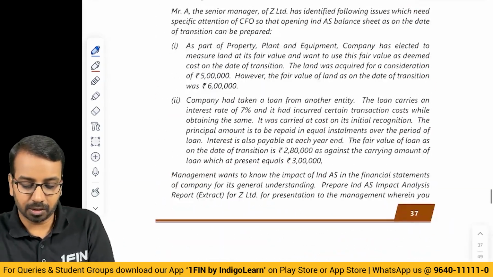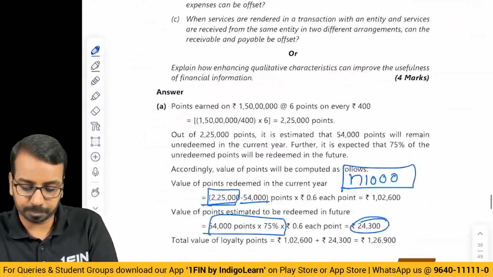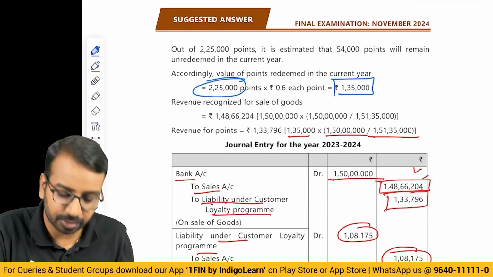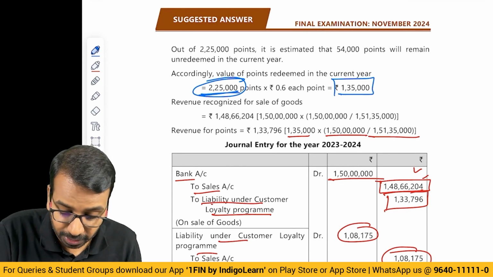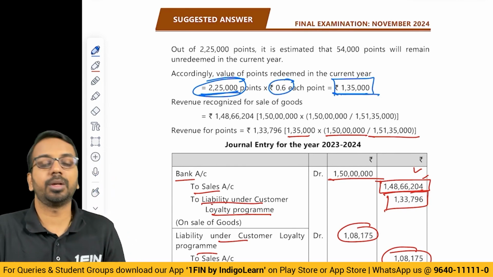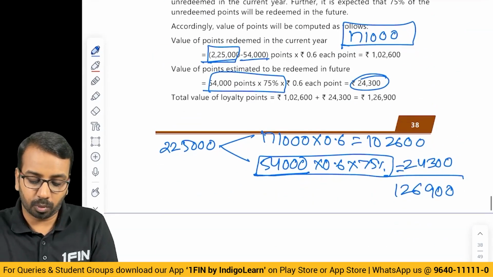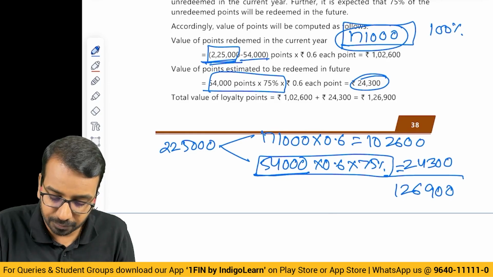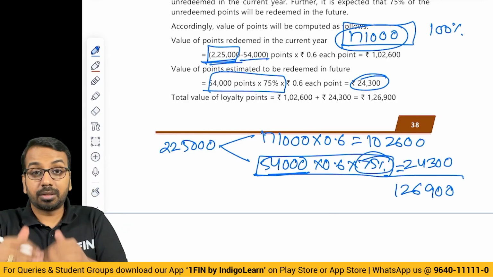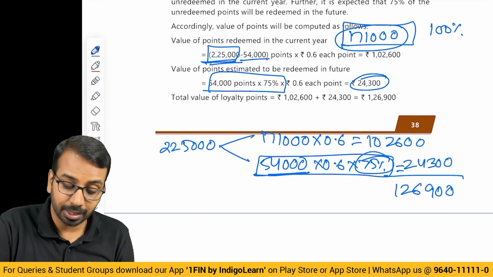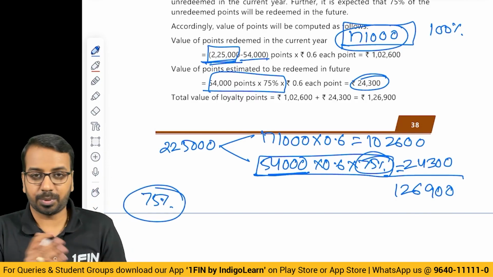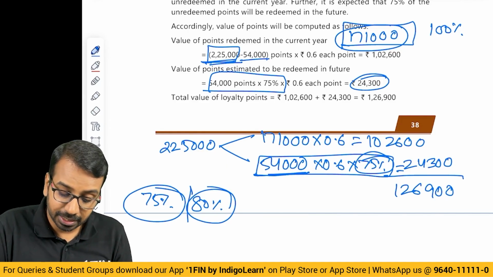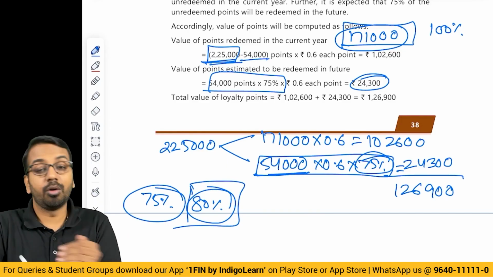So total comes to 102,600 plus 24,300, 126,900 versus what we did in the first scenario, where we took 1,35,000 for entire 2,25,000 points. So for entire 2,25,000 points at 0.6, they are taking it to be 135, whereas in the second assumption, out of this 225, for 171 take 100% value, and for balance 54 take only 75% value. Now this is very different from the question that we just now saw, where for current year also we have taken 75%. In the previous question, the study material question, that was 80%. There we have taken 80% for redeemed part also, for unredeemed part also.